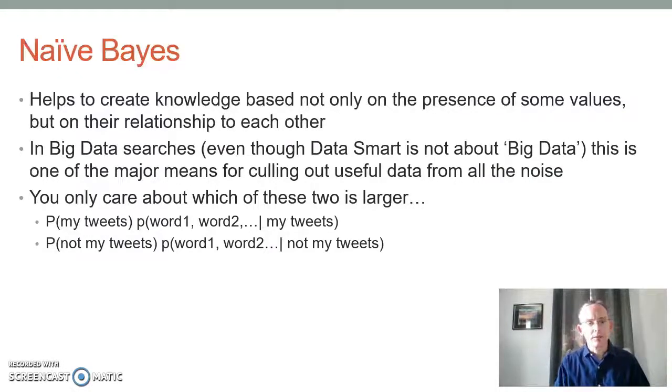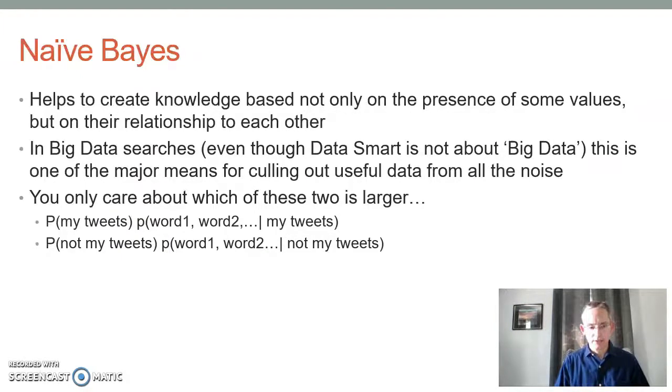Naive Bayes is another one your book's going to go into, and you should really sort of understand this one. In big data searches, it was one of the major means for culling out useful data from all the noise. And what it really helps you do is just create knowledge based not only on the presence of some of the values, but on the relationships to each other. So if there's noise in there, it's going to sort of fall out as not playing as important.